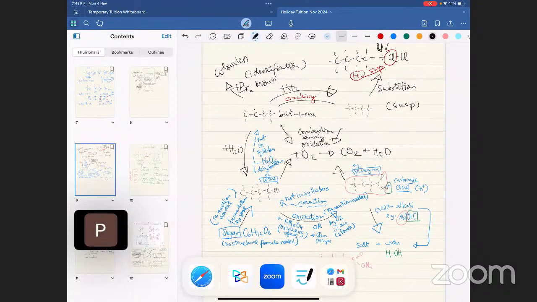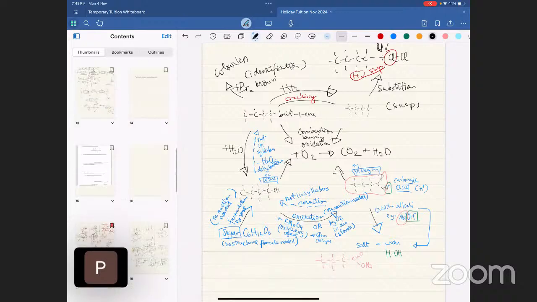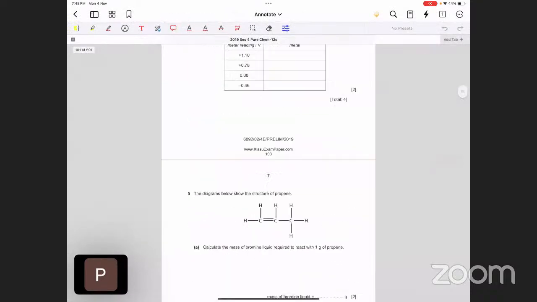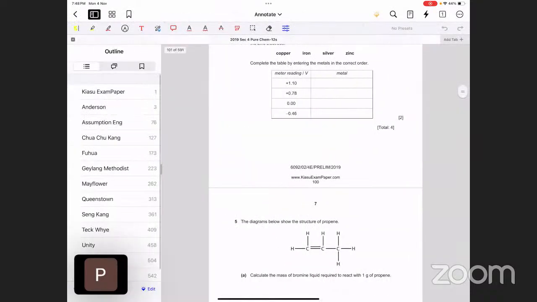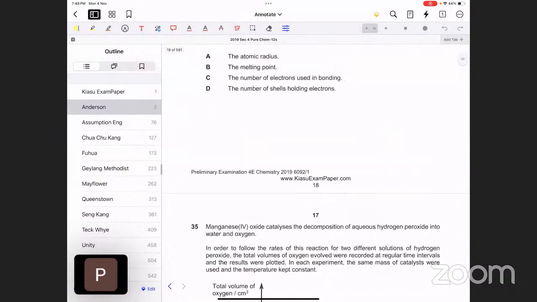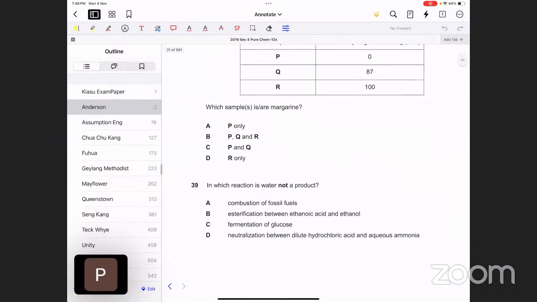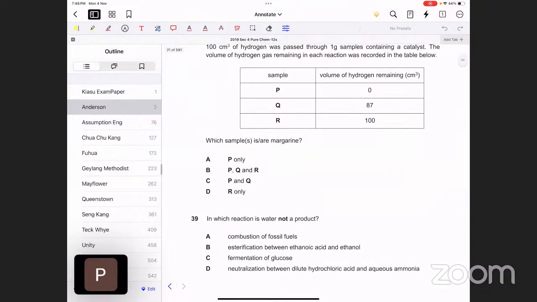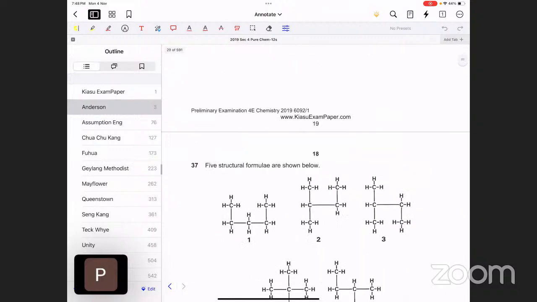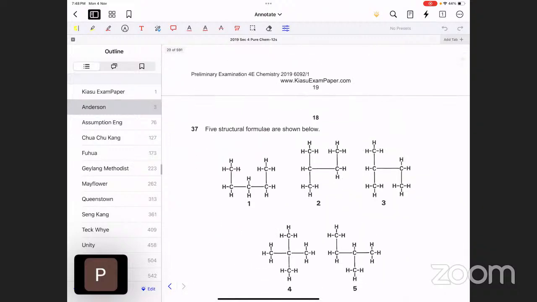Now I am showing you some exam questions, okay? Exam question. I'm so sorry, where is it? Exam question, where are you? Okay. You should realize by now that MCQs in science are in the order of the topic that you learn. So if you want to find an organic chemistry question, it'll be in the last few questions. You have a total of 40 questions.